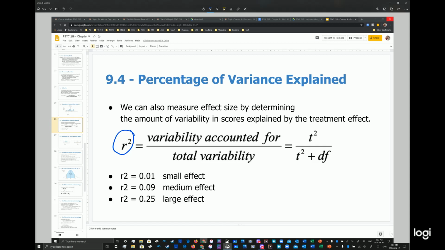So here we have the variability accounted for, that is the treatment effect. What we do here is we square the t-statistic, and then we measure also total variability. That is, well, again, squaring the t-statistic, and then adding the degrees of freedom.